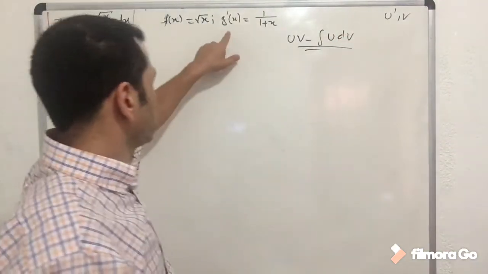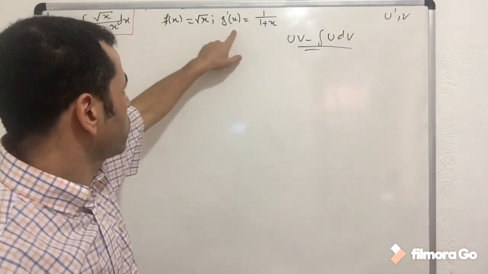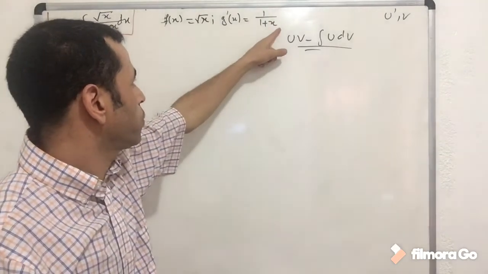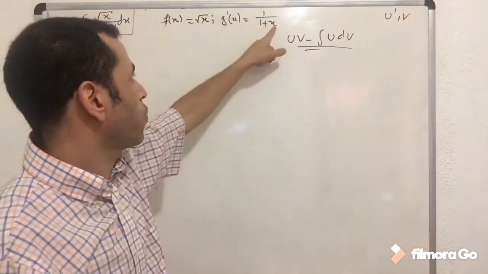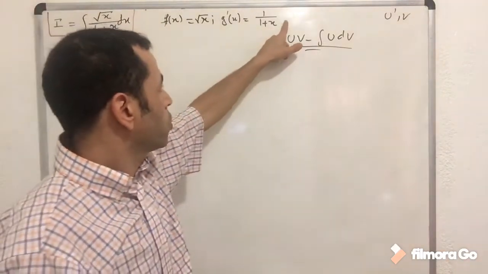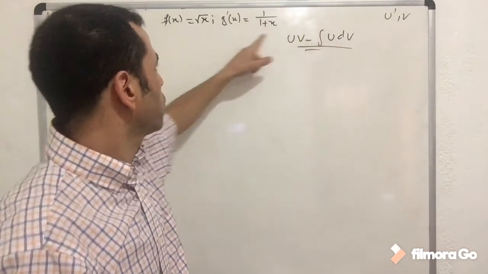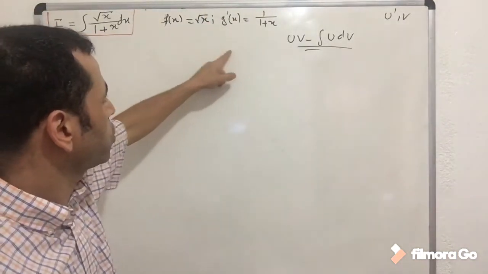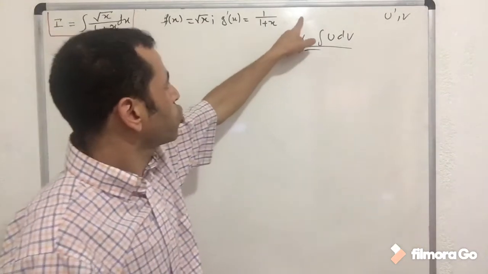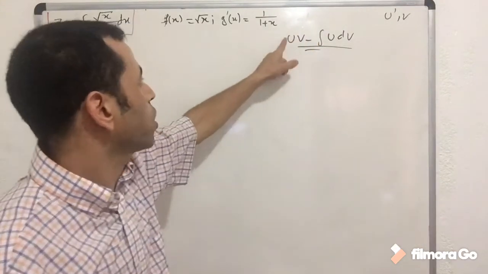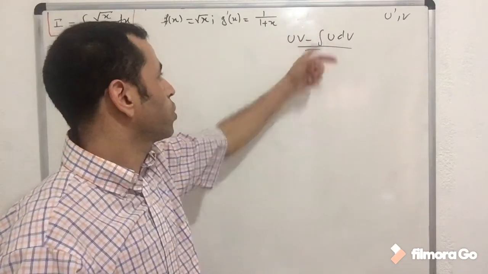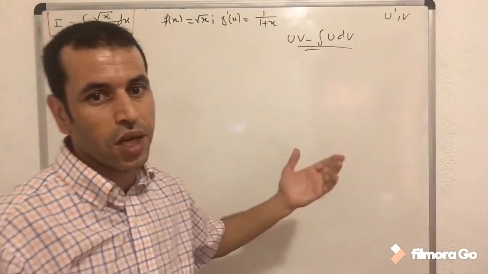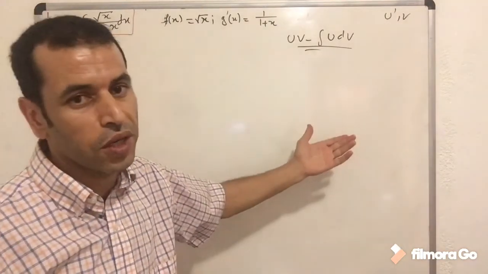For example, you are taking this one as a prime function. Then you are looking for the primitive. So g prime of x equals 1 over 1 plus x. This one takes you to natural log of 1 plus x. The other one you should differentiate, which is 1 over 2 square root of x. Your new integral becomes natural log of 1 plus x over 2 times square root of x. You get to a point where you cannot solve it. You get stuck, because it becomes more complicated.